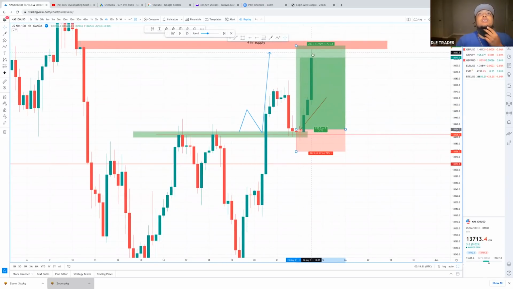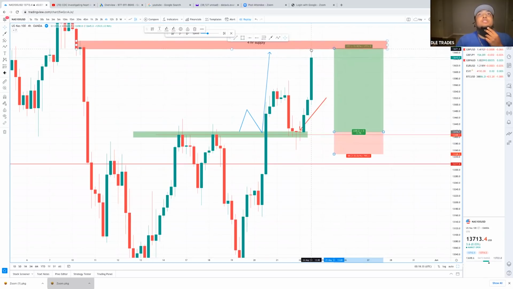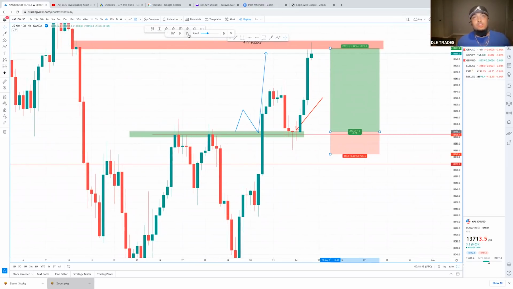And just like that, we hit our supply zone. As you can see, got a nice rejection as soon as we hit it. So that was a trade we took. That was an excellent trade we took. We made a lot of money on that trade right there.